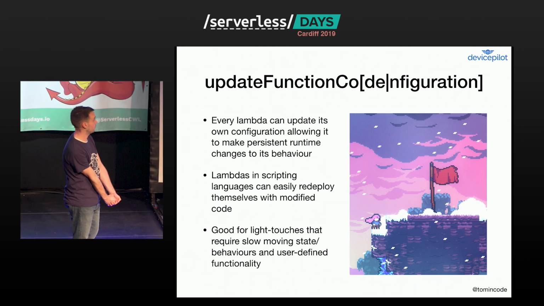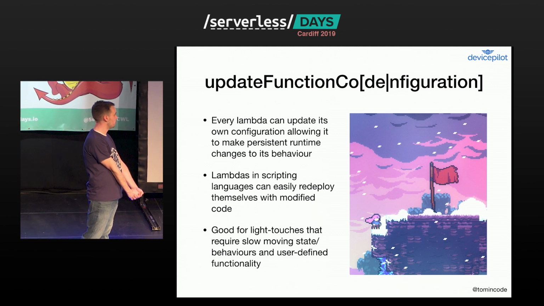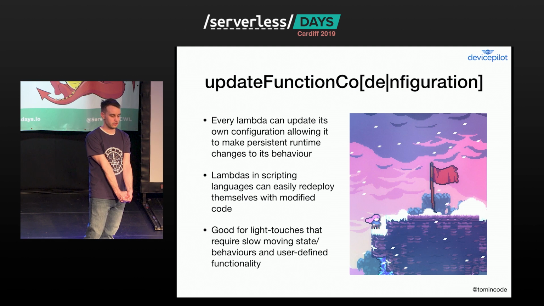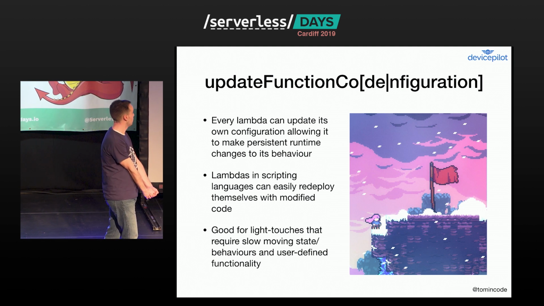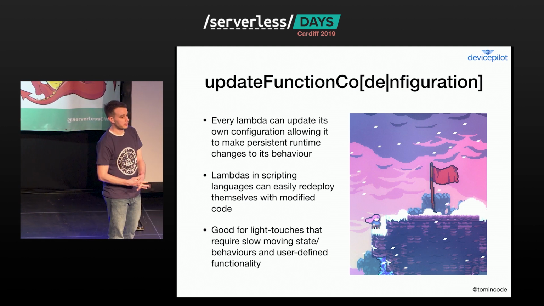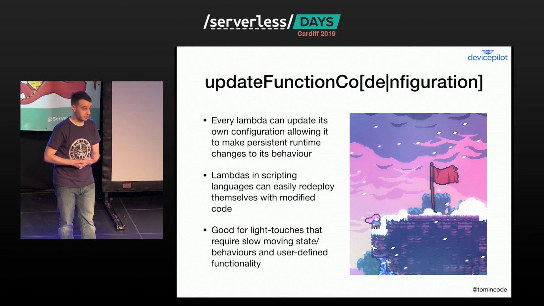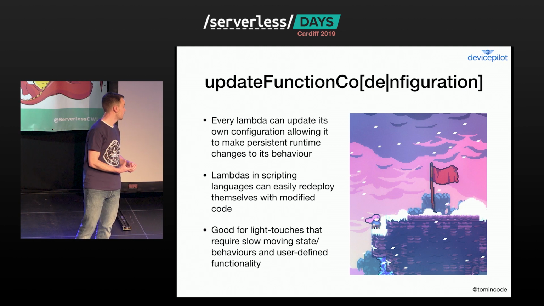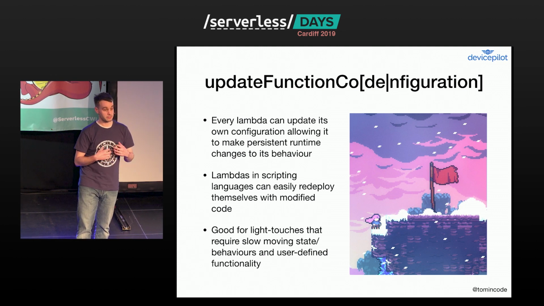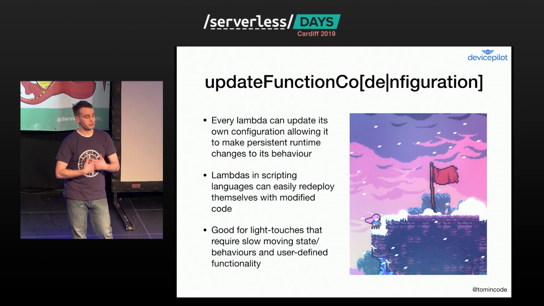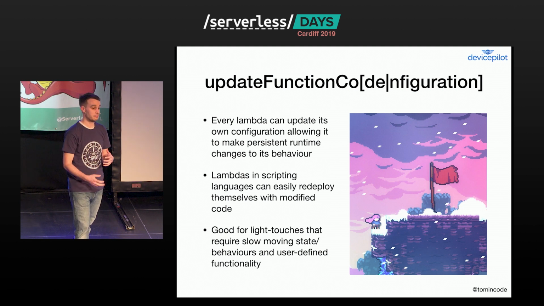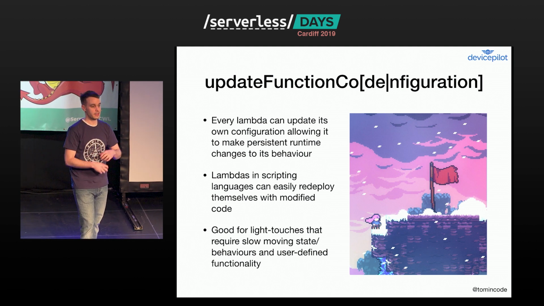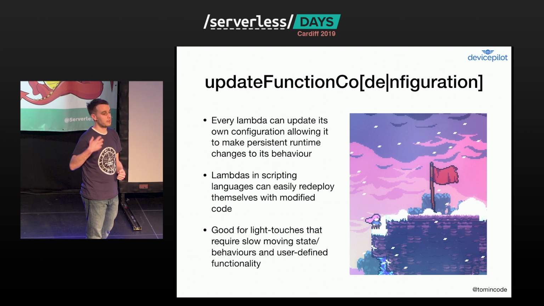UpdateFunctionCode and UpdateFunctionConfiguration are the two APIs that you need to metaprogram with Lambda. Every Lambda can update its own configuration, and that means that it can make persistent changes to its state and to its behavior. Lambdas in scripting languages are especially good for this because they are deployed with their full source code, which means that you can easily inspect and manipulate that, transform, and redeploy.